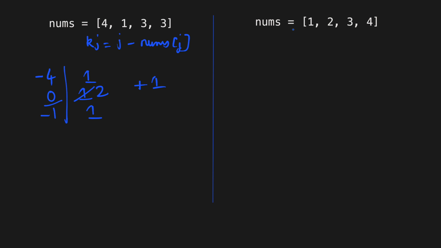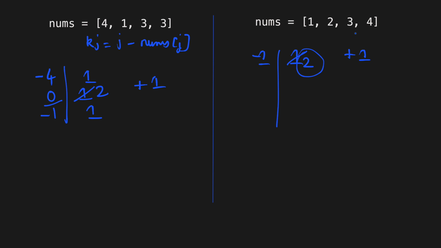Now let's look at example 2. Again we can create a hash map and start the iteration. Key 0 will be equal to 0 minus 1, that is minus 1, and we are seeing it for the first time. Then at index 1 k1 will be equal to 1 minus 2, that is minus 1, which is already present in the hash map. So we can form a good pair between these two indices, and now the count for the key minus 1 becomes 2. Then at index 2 k2 will be equal to 2 minus 3, that is minus 1, and we already have this key in the map with value 2 in it.